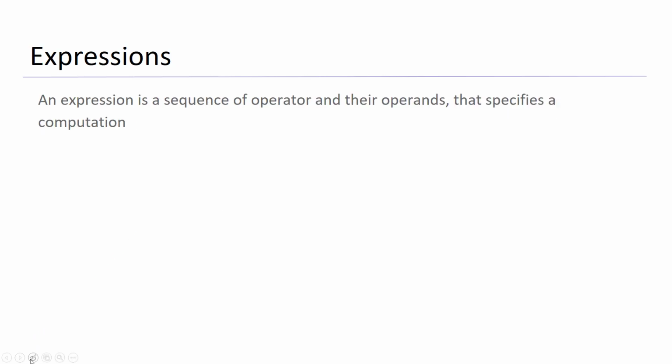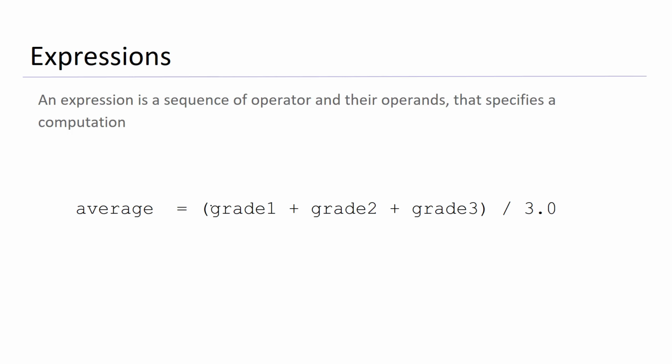So we can take these operators and along with values we can construct expressions. An expression is basically a sequence of operators and their operands that specifies a certain computation. Consider, for example, this expression in here. This is an expression that is used for calculating the average of 3 grades. Let's say I have 3 values and I want to compute their average. The way you do that, you take grade 1 plus grade 2 plus grade 3 and you divide this by 3. So that's how you compute the average of grades in Python.